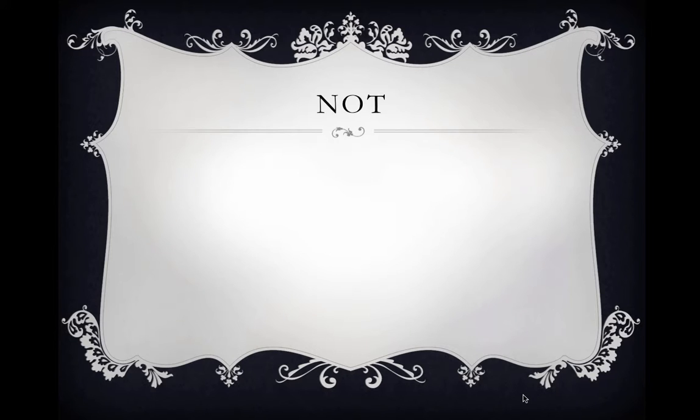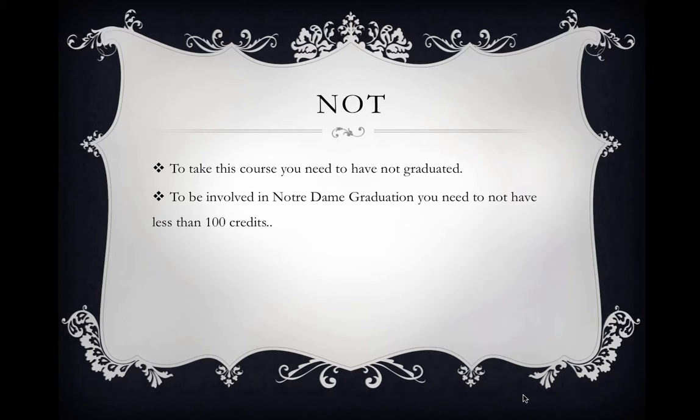Alright, now let's deal with nots. So how do nots work? Now nots are a little different because you usually don't need 2 statements to deal with a not. So imagine just this: to take this course, you need to have not graduated. All this is saying is that if it is true that you have graduated, then you would not be able to take this course. So it's a not graduated. Or to be involved in Notre Dame graduation, you need to not have less than 100 credits.